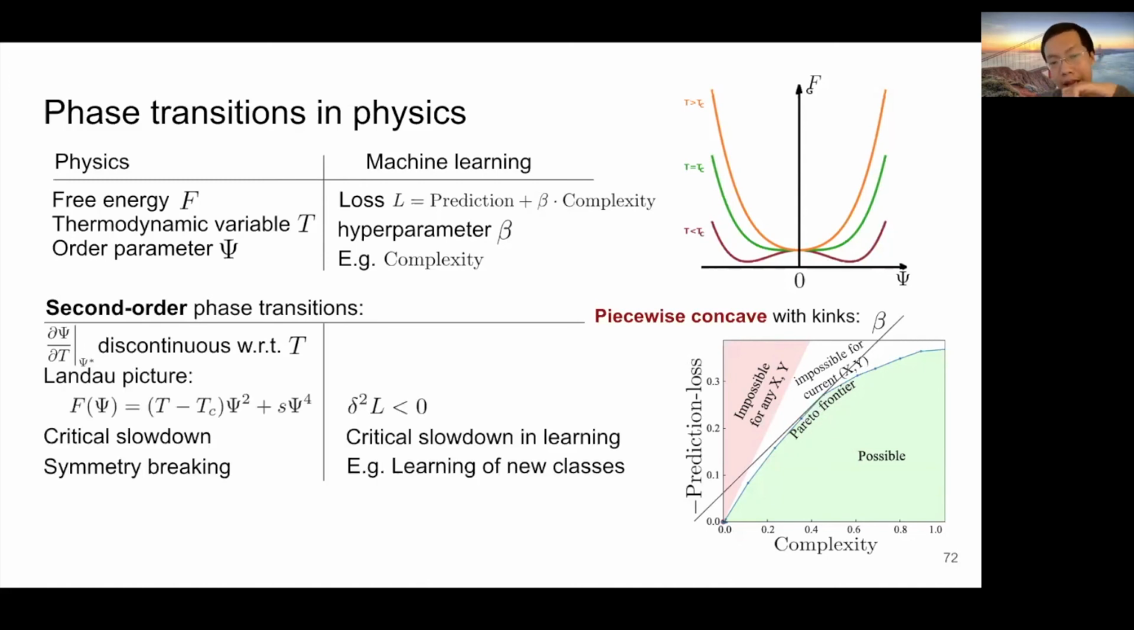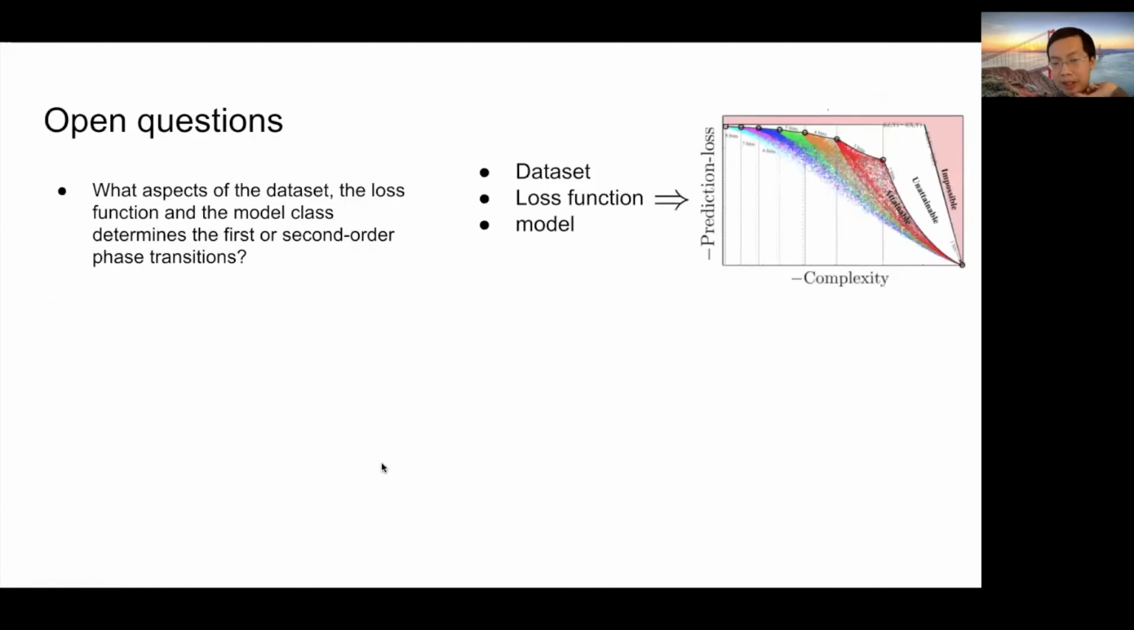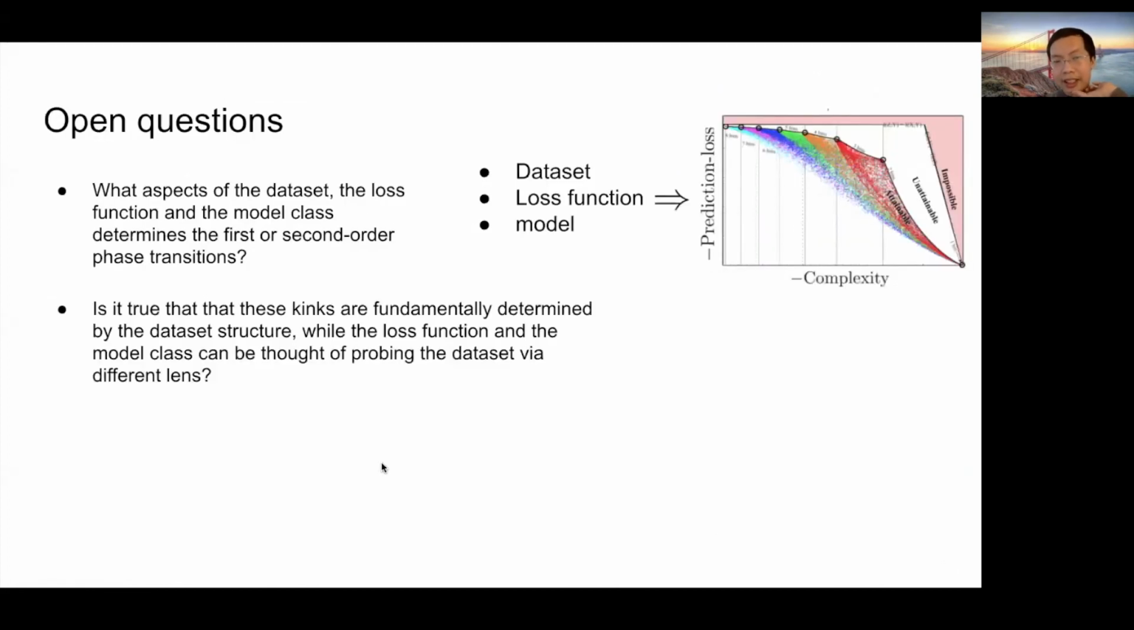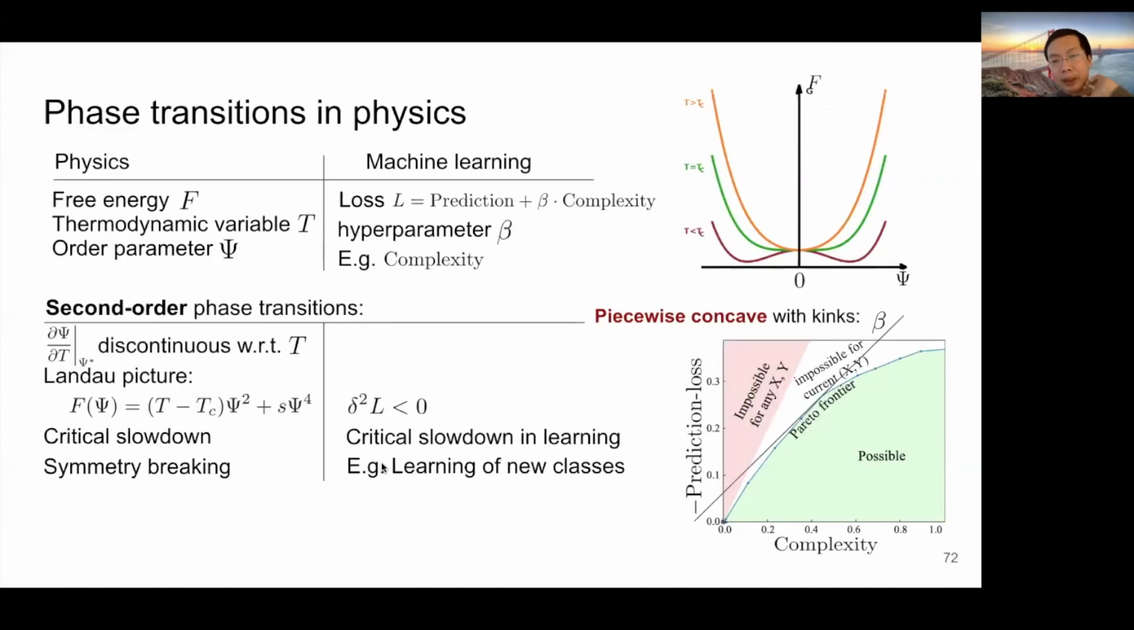We also find that in the learning problem in machine learning, this phase transition will also have the property of critical slowdown in learning, which corresponds to the critical slowdown in physics, as well as symmetry breaking corresponding to the learning of new classes. So in our case, we study one scenario in the information bottleneck, which corresponds to the second order phase transition.